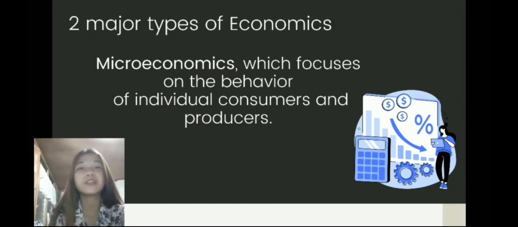There are two major types of economics. First is microeconomics, which focuses on the behavior of individual consumers and producers. It also focuses on how individual consumers and firms make decisions. These individual decision-making units can be a single person, a household, a business or organization, or a government agency.